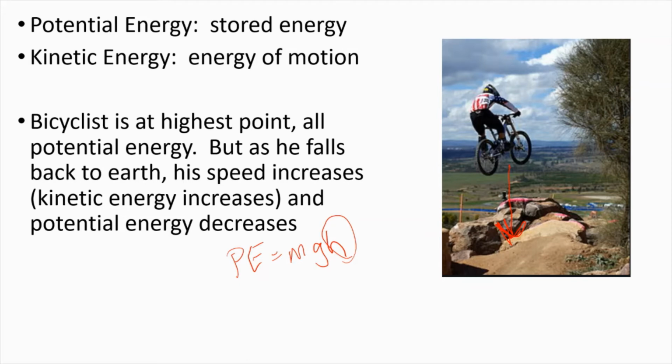Gravity is taking a hold of this bicyclist as he falls down to the ground, and we can look at kinetic energy. Kinetic energy is 1/2 mv squared, where m is the mass of the object and v is their velocity squared. All right, and velocity is just a big fancy term for speed. So as the bicyclist falls down to the ground, his speed increases. Because his speed increases, so does kinetic energy.